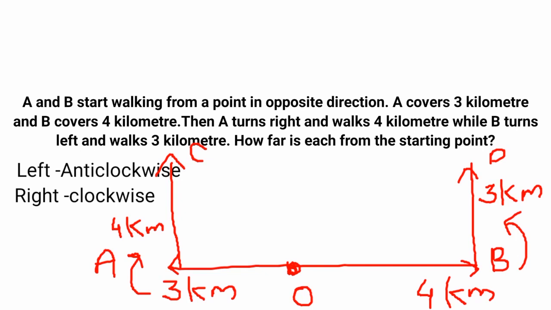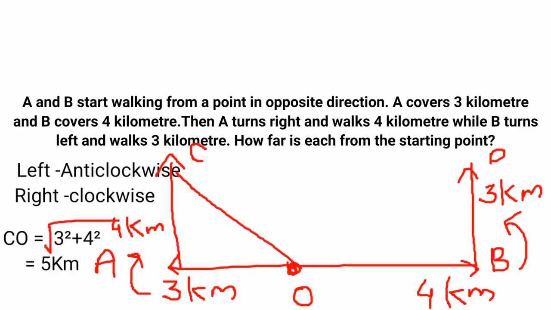We know the starting point of A is at O and the finishing point of A is at C. So, how far is A from the starting point? That is the distance CO. This is a right angled triangle. So, hypotenuse square will be equal to base square plus altitude square. Here the base is 3 km and altitude is 4 km. So, we will get CO as root of 3 square plus 4 square. 3 square is 9, 4 square is 16. So, root of 25, that is equal to 5 km.